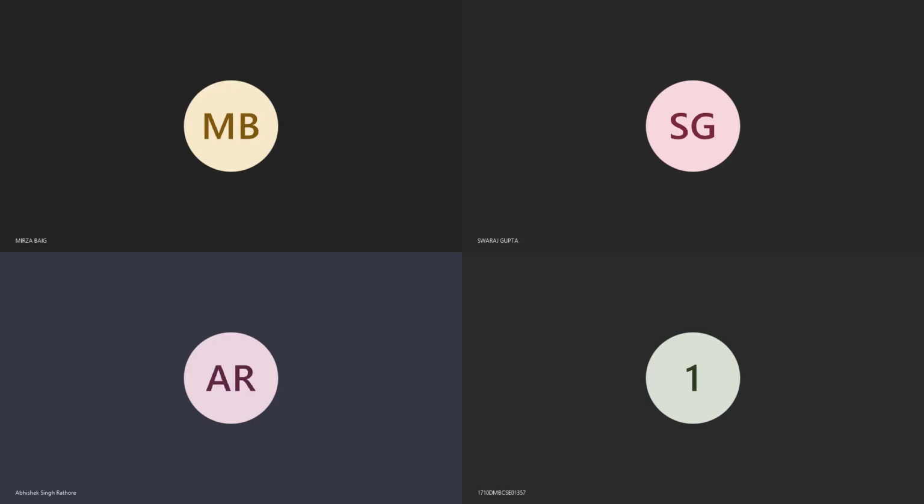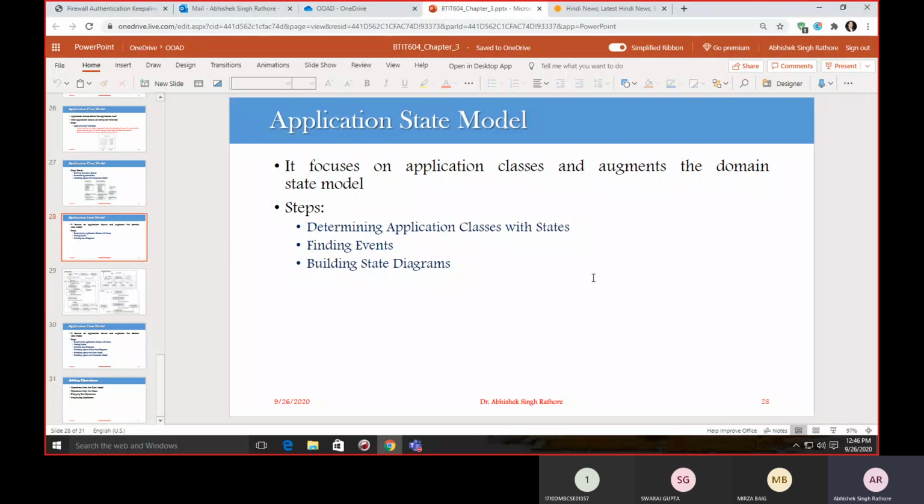Okay, fine. So in the last class, we had completed the application interaction model, then we had covered the application class model, and then we moved to our application state model. In this, we are looking at some steps for constructing our application state model. We had covered a few steps, like determining the application classes with states.